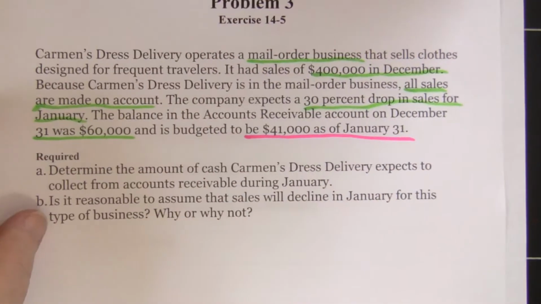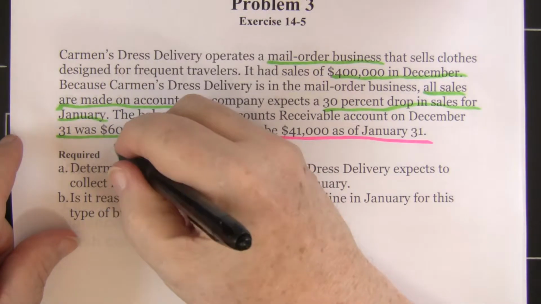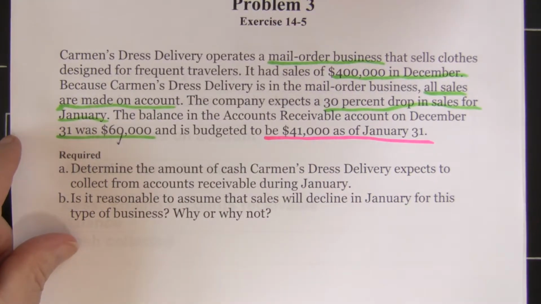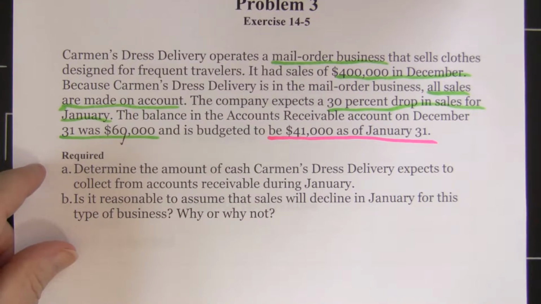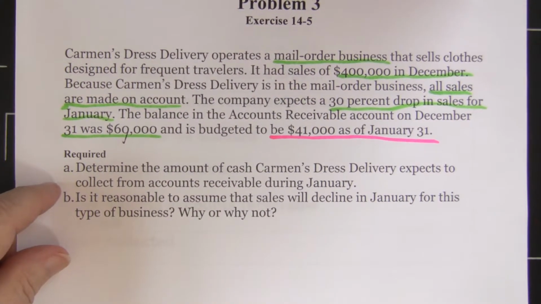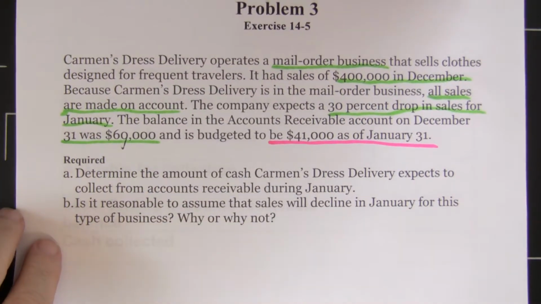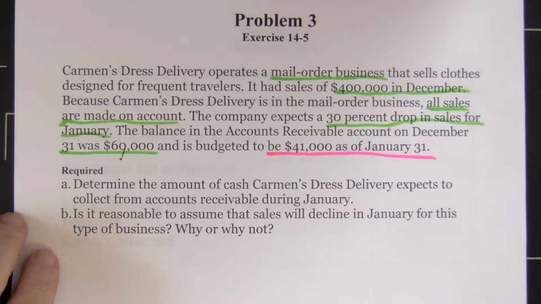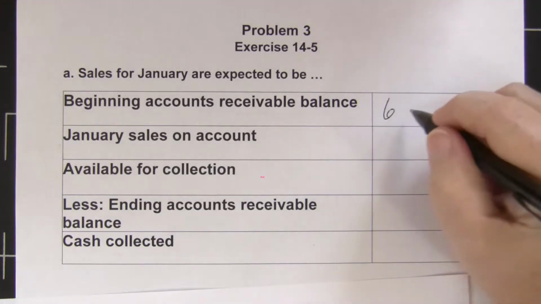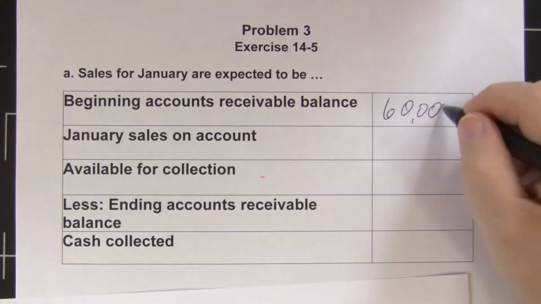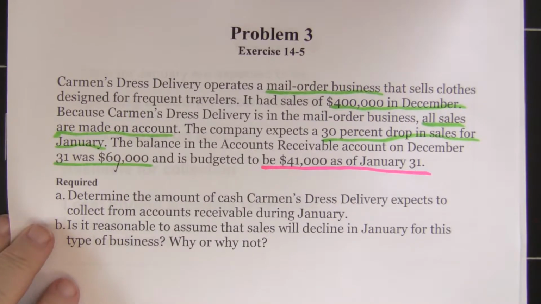So they tell us the beginning accounts receivable, because we're looking at cash collected in January, so the beginning accounts receivable was the ending accounts receivable at the end of December. So what you ended with in December is what you started January with. So that's $60,000. Now, January sales on account.